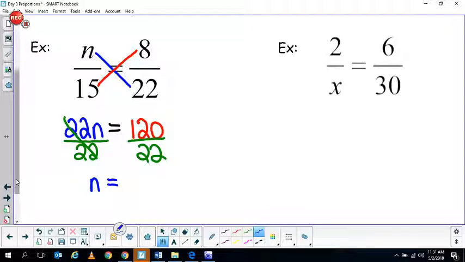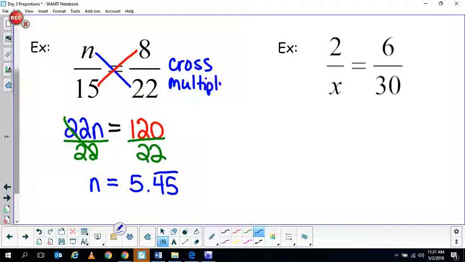120 divided by 22 gives us 5.45, where the 4/5 repeats. So we have now solved this proportion. So that's where the term cross multiply and divide comes from. The cross multiply is the diagonal multiplications, and then the division, so cross multiply and divide, comes from the rules of solving an equation. So let's just make sure we've got this understood.